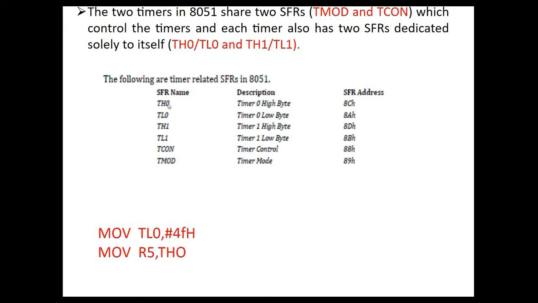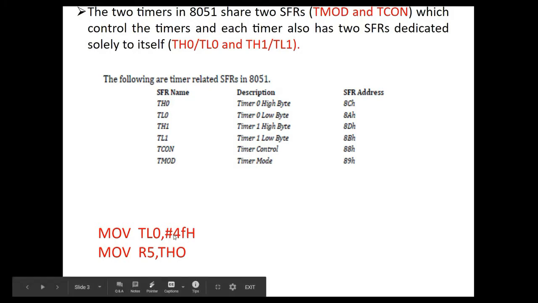These TH0, TL0 or TH1 and TL1 can be accessed or used like we use the other registers of 8051. For example, if you want to move an immediate value to TL0, we can use the instruction MOV TL0, #4FH, which means after the execution TL0 will be initialized with 4FH. Similarly, if you want to move the contents of this special function register to any other register, we can use the instruction MOV R5, TH0.